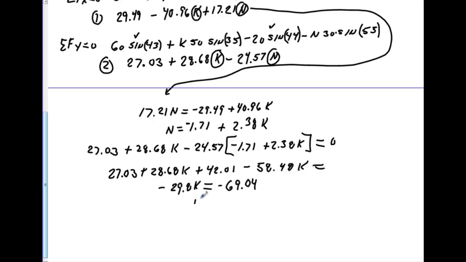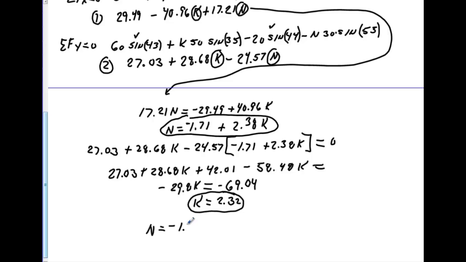And we get our value immediately, with k equal to 2.32. Now we got a value of k. Now it's very easy to get the value of n because we know this equation right here, and all we have to do is substitute back in for k. So we know n is going to equal negative 1.71 plus 2.38 times 2.32. Let's see what that gives us.